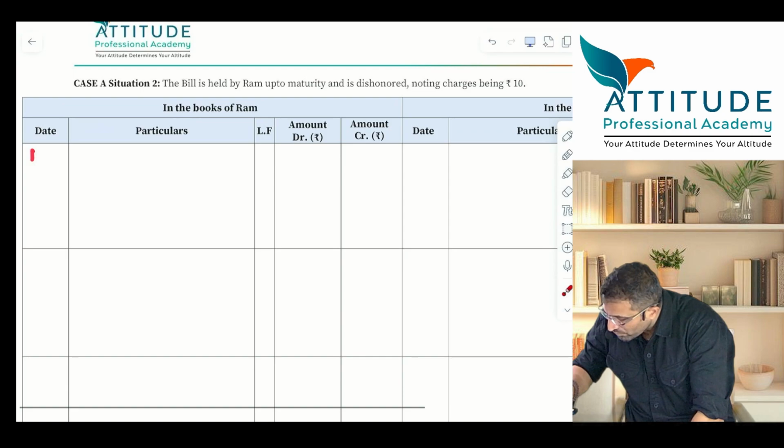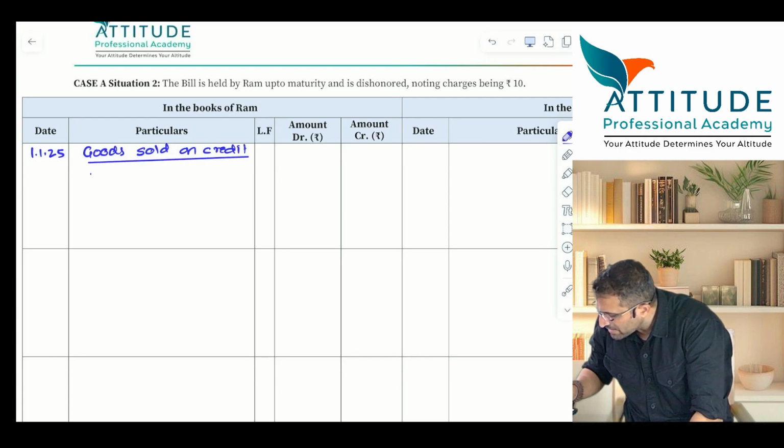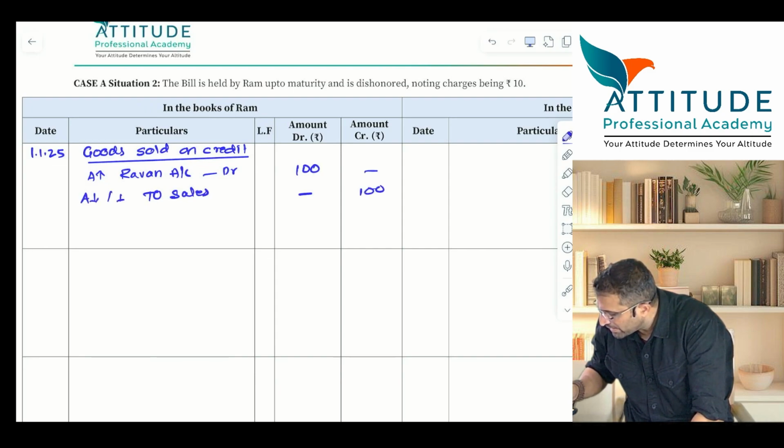Date 1/1/2025. First two entries will remain the same. Goods sold on credit. Pass the entry. You are Ram, pass the entry. Fast, fast, fast. Pass the entry. Ravan account debit, asset increases, 100 to sales. Income increases or asset reduces. One and the same. Either asset reduces or income increases.